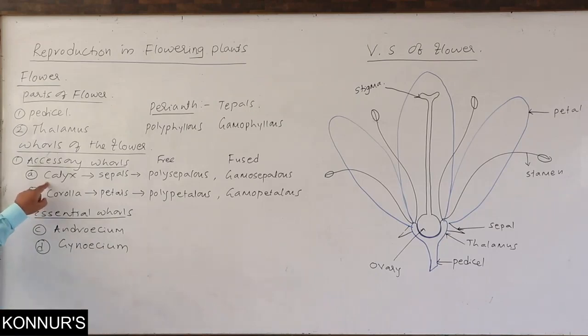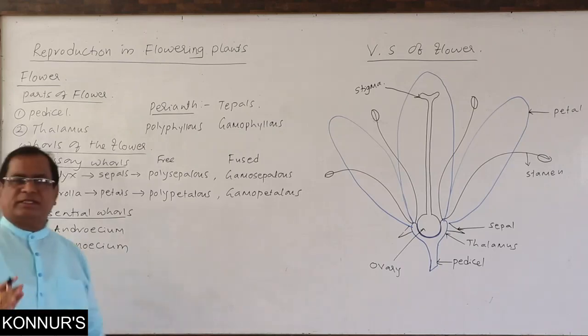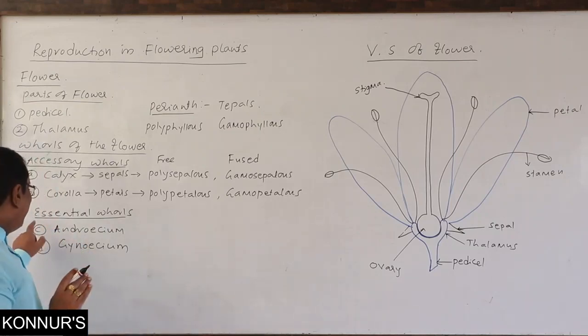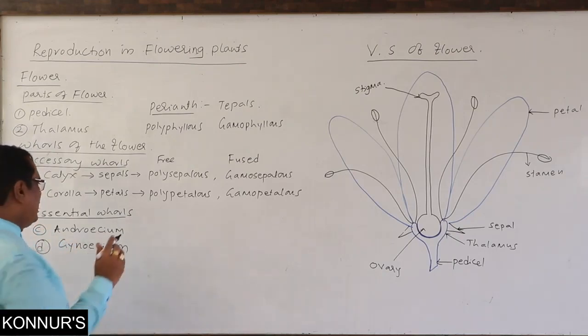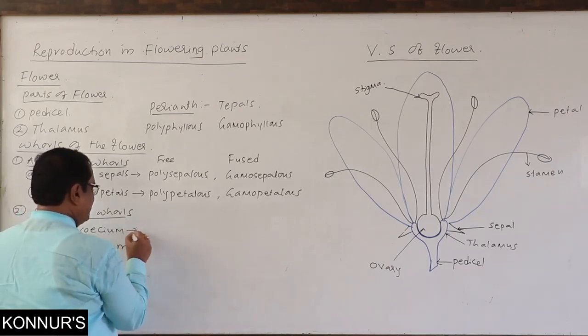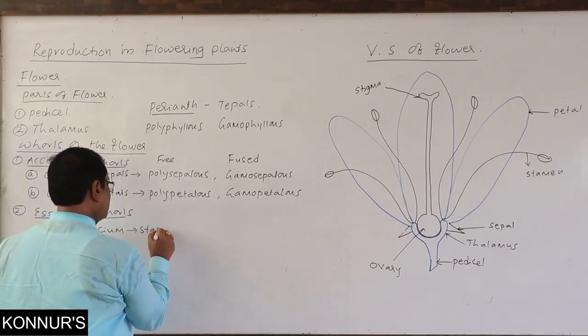Calyx is the first whorl of the flower, corolla is the second whorl, androecium is the third whorl, and gynoecium is the fourth and innermost whorl of the flower. Androecium is an essential whorl and a male reproductive organ, and its units are named stamens.